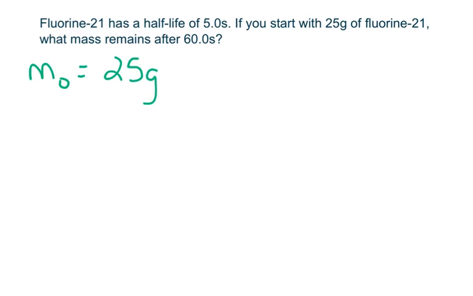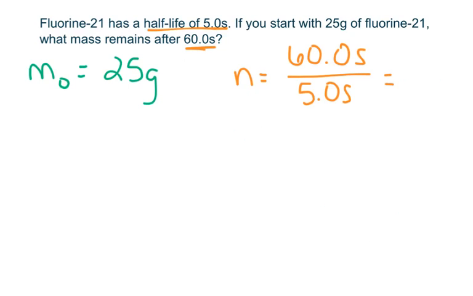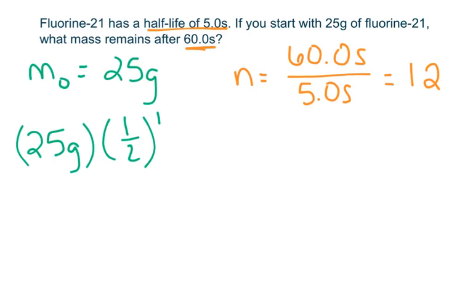Well, the length of the half-life is 5 seconds, but the time that has passed is 60 seconds. So I'm going to take 60 seconds and divide it by 5 seconds. So that's 12. This substance, fluorine 21, has gone through 12 half-lives. So now we could take 25 grams and divide it by 2 12 times, but let's practice with the formula. So you're going to take 25 grams and then 1/2. The 1/2 you're going to raise to the 12th power, and that will get you the final mass.